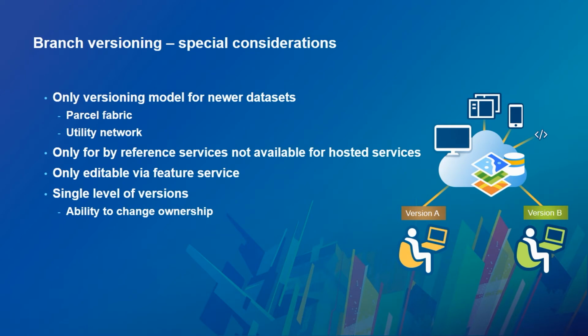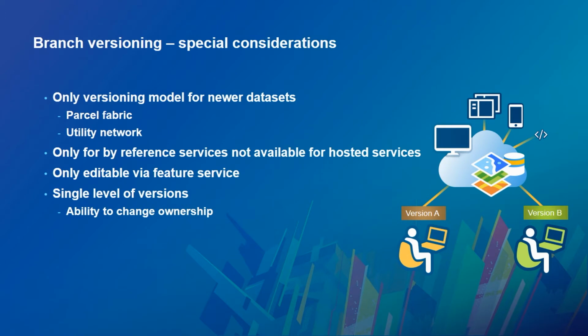All of the newer geodatabase datasets will use branch versioning. These dataset types are not compliant or available with traditional versioning. So these new dataset types, I think this will be the 4th time I've mentioned utility networks, parcel fabrics. They're only going to be available through branch, not through traditional versioning.